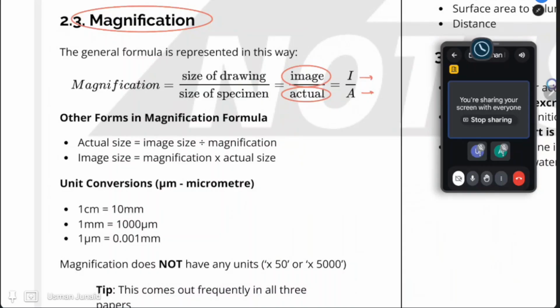Now, 1 centimeter is equal to 10 millimeters. 1 millimeter is equal to 1000 micrometers. 1 micrometer is equal to 0.001 millimeter, or 1 times 10 to the power minus 3 millimeter.